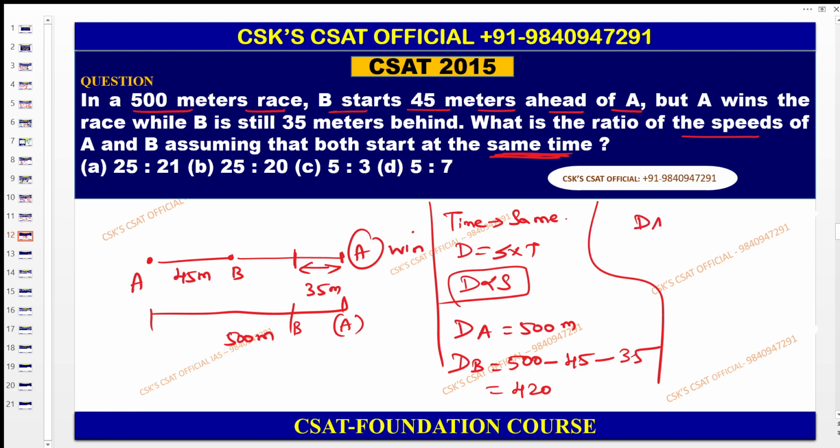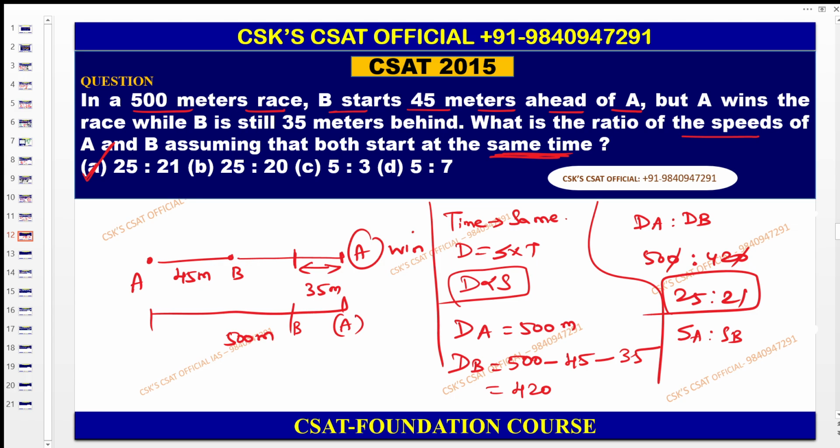So you can find the distance ratio, and that is automatically equal to the speed ratio. Therefore 500 is to 420. The zeros cancel, and 20 can be cancelled. 25 is to 21. So this is nothing but the speed ratio also, since when the time is constant, the distance is directly proportional to the speed. So the answer for the question is A, 25 is to 21. Able to understand?